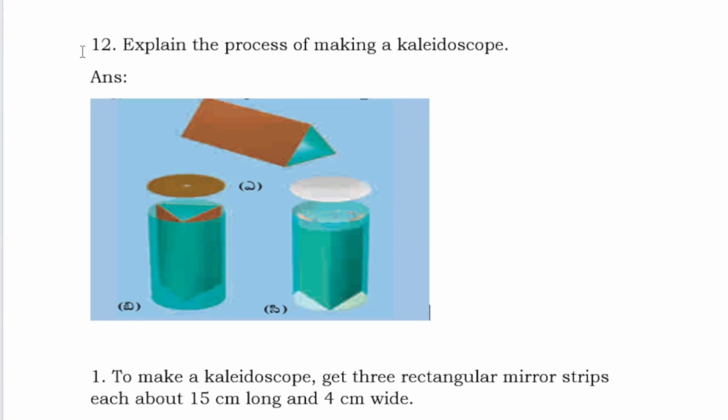12th question, explain the process of making a kaleidoscope. Look at the picture. These are long plane mirrors. This is a circular paper tube or plastic tube. One side will keep an opaque surface with a small hole. The other side we'll put a glass.